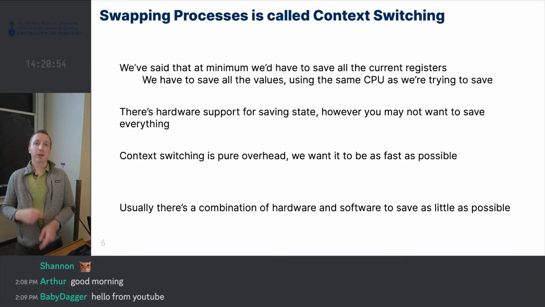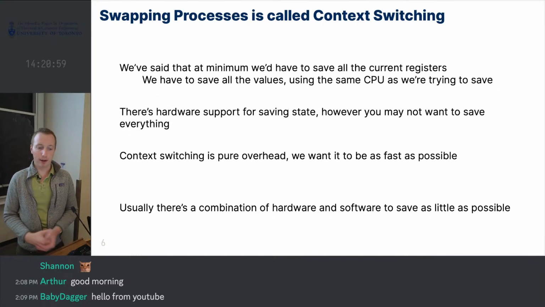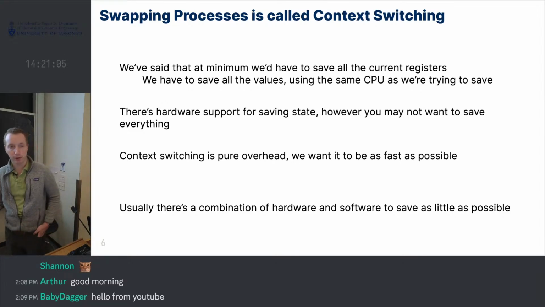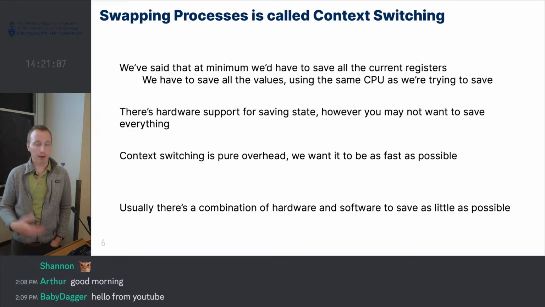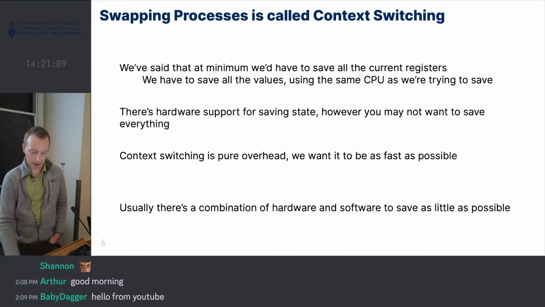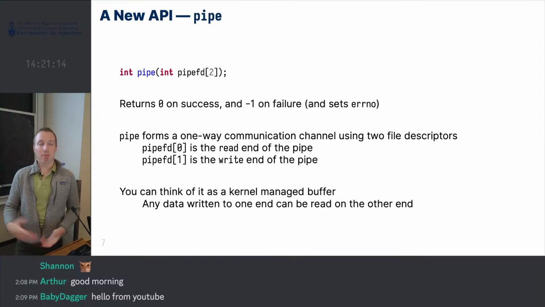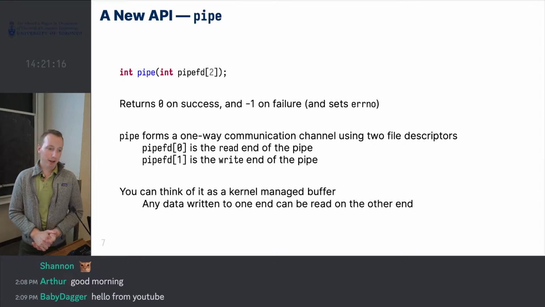So usually there's a combination of hardware instructions to save sets of registers at a time, and then software to save as little as possible. So check if this program has ever used floats or ever used any of the big vector operations or something like that. So that's context switching.